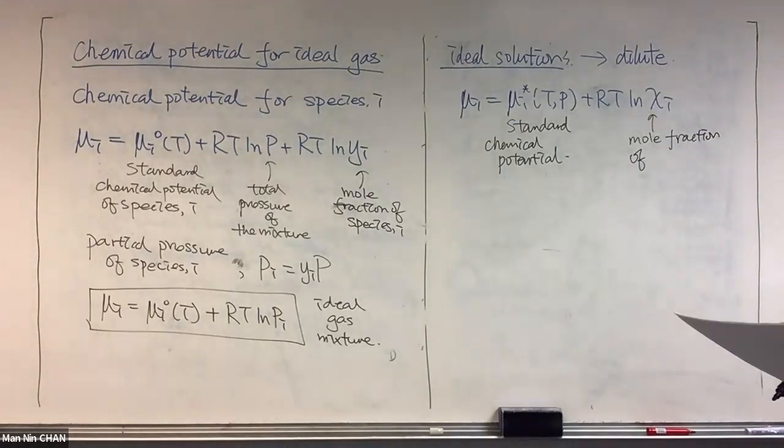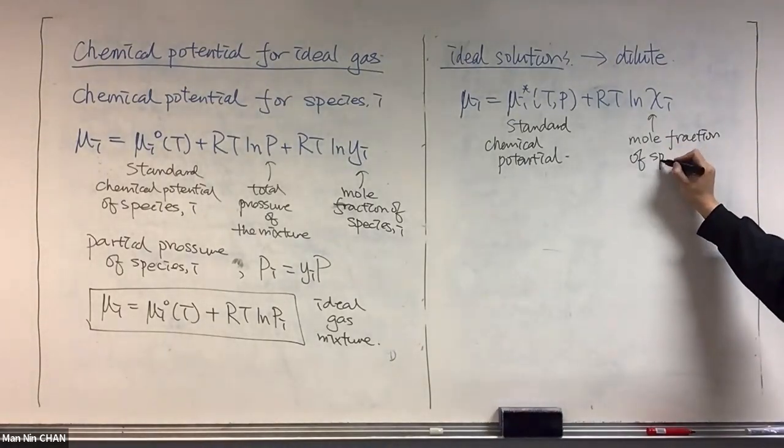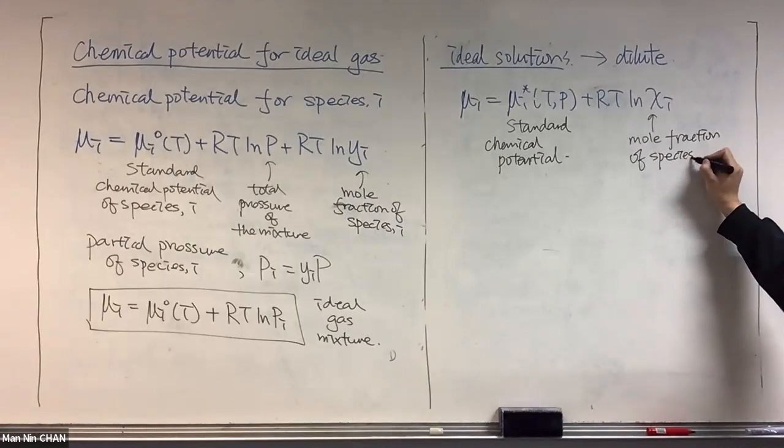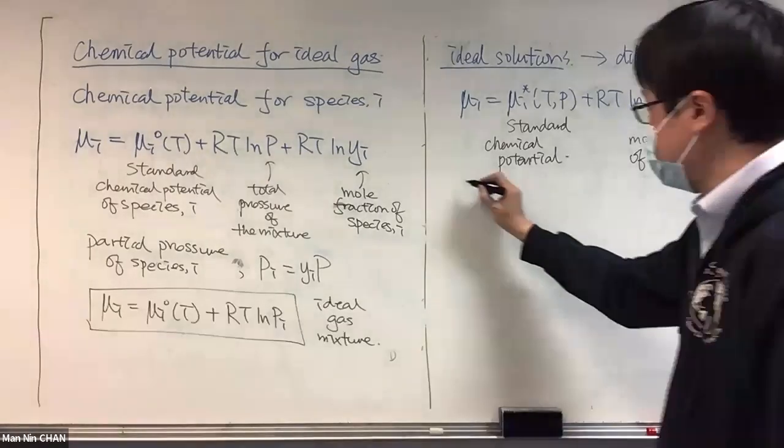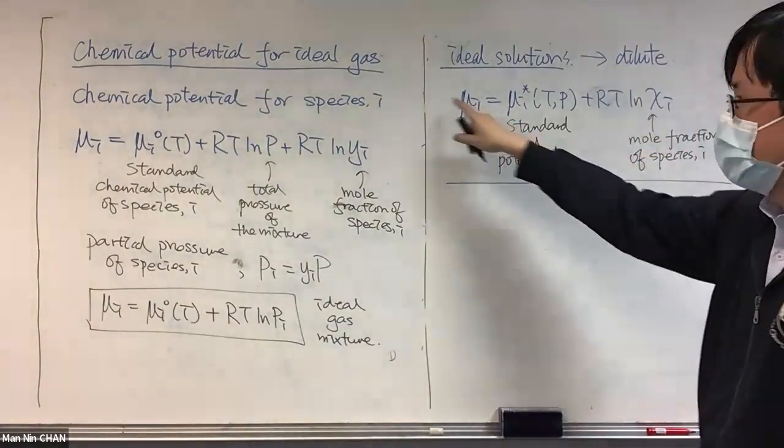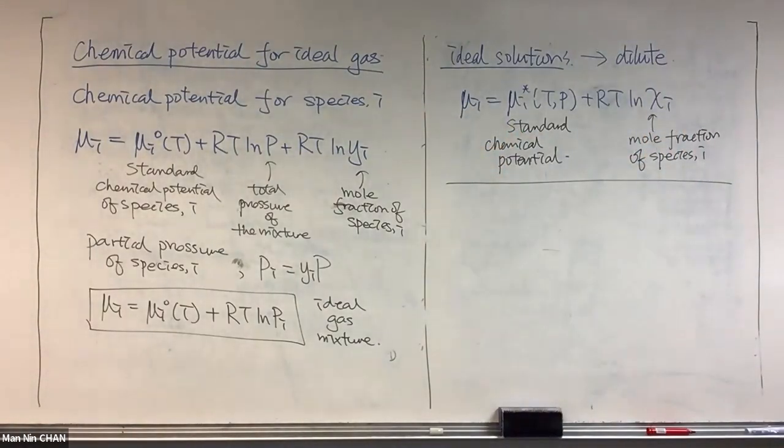The mole fraction of your species I in your solution is the mole fraction here. So this is called the chemical potential. So now you have some idea and the expression for the chemical potential of your species in the ideal gas solution and also the ideal solution.